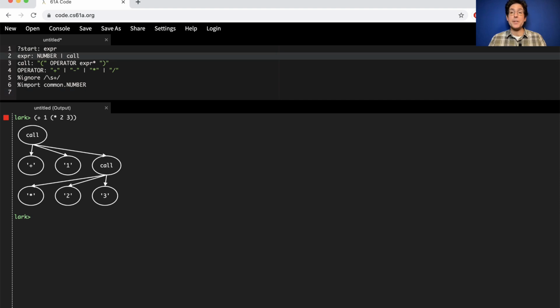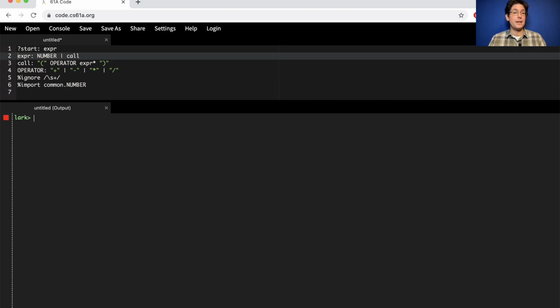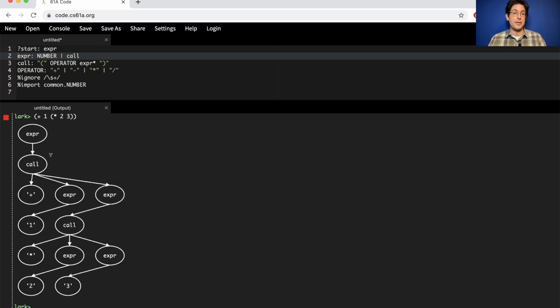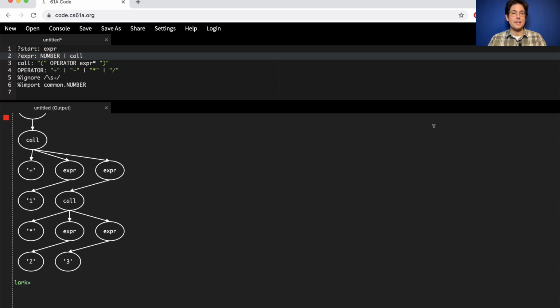If I took out this question mark and ran this again, adding 1 to the result of multiplying 2 and 3, now they're there. An expression is a call expression, which is plus, or an expression which is 1. Okay, so you can see all the redundancy here, which is why this feature exists that allows you to get rid of all the expr nodes, but still use them in the definition of the grammar so that you get the right tree structure.